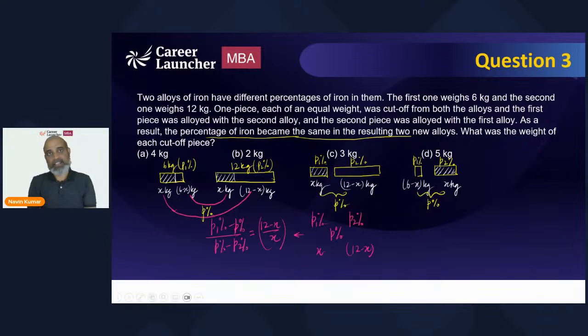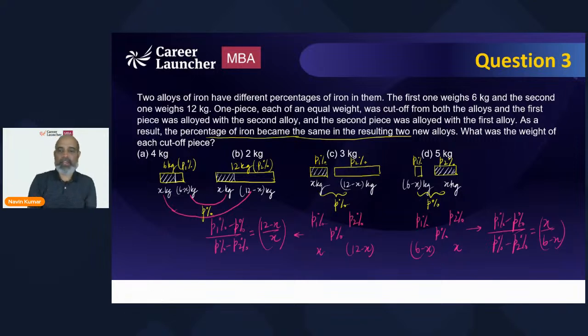Let's look at the second case, the second mixing that is happening. Here we can say P1 percentage of weight 6 minus X kg is mixed with P2 percentage of X kg, such that the effective or the resultant average is P percentage. So when this happens, if I use alligation, I can say P1 percentage minus P percentage divided by P percentage minus P2 percentage is going to be X upon 6 minus X.